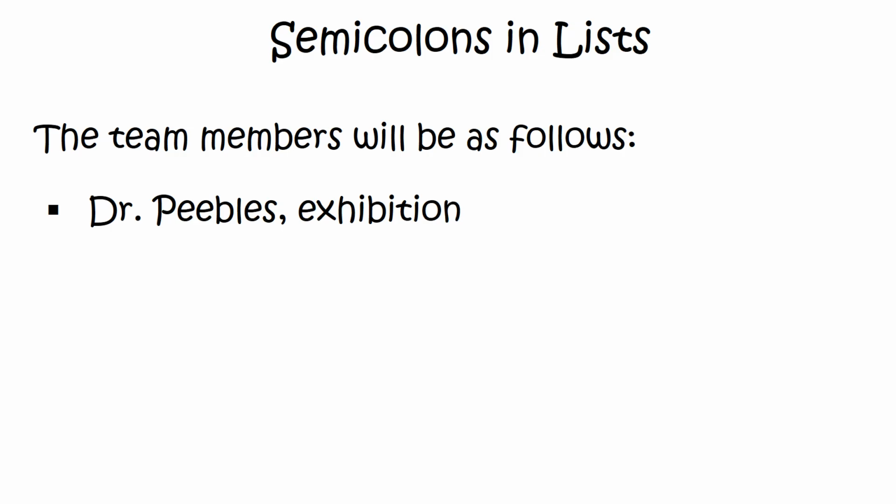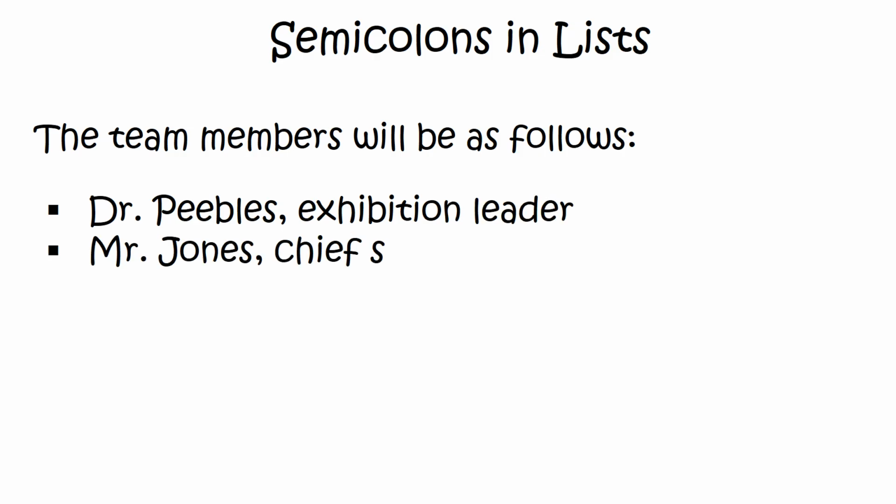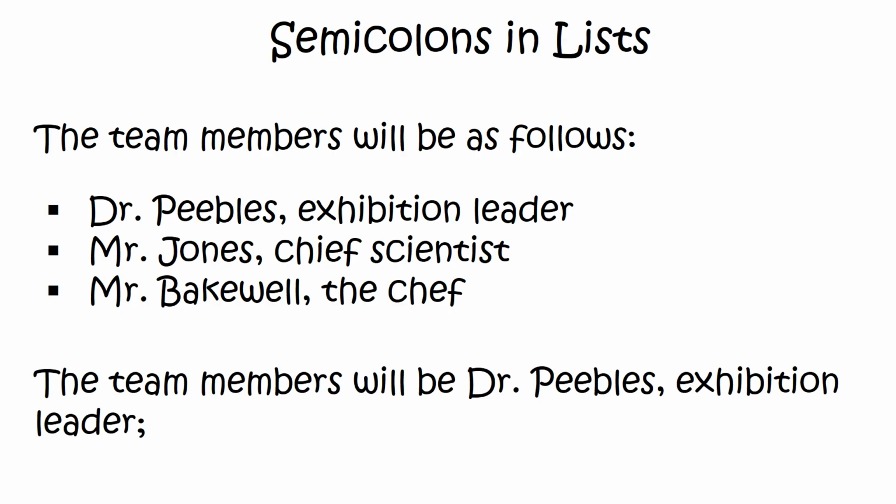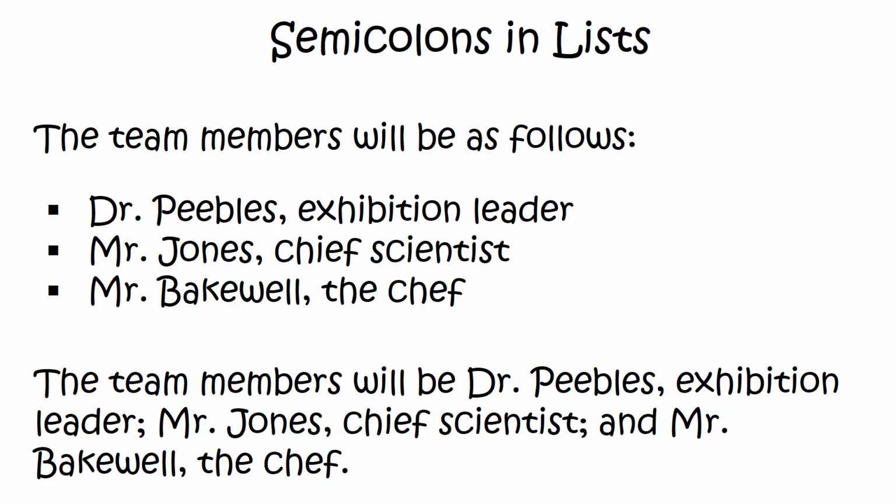Dr. Peebles, exhibition leader, Mr. Jones, chief scientist, Mr. Bakewell, the chef. What would this look like if we wrote it out in a full sentence? Well, list item 1 is there, it has its own comma. List item 2 has its own comma, and list item 3 has its own comma. There they are. So to outrank those commas and to separate the list items, we've used semicolons.